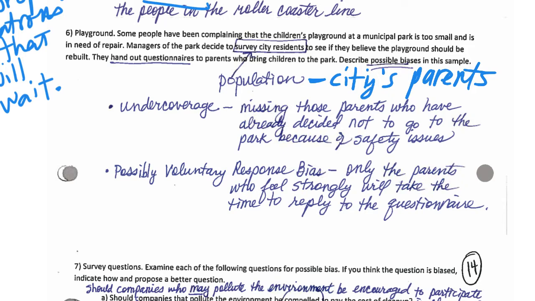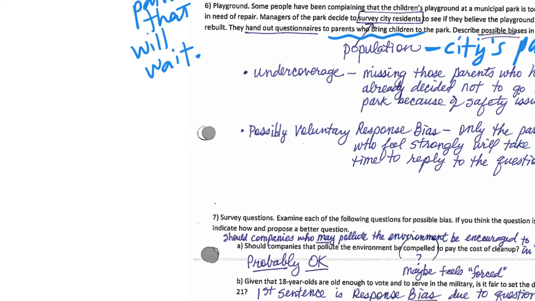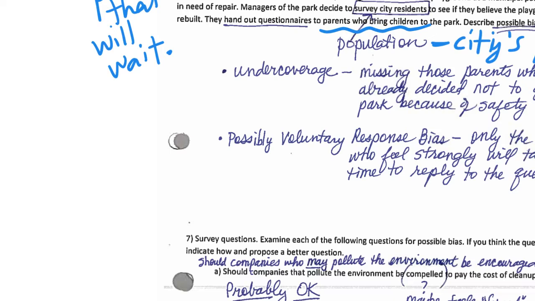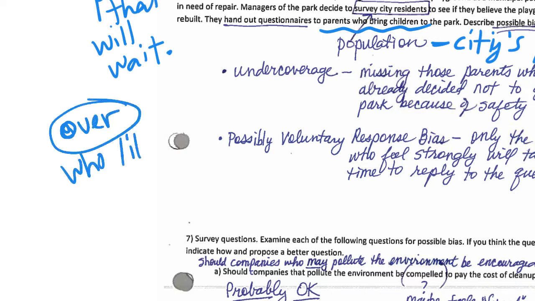Tell me about that. What's wrong with just asking the parents who bring their children to the park? Undercoverage, because those people, what is their opinion? They like the park. They're bringing their kids to the park. The people that don't like the park, what? Aren't there. So here's the question. Does this overestimate or underestimate the people who like the park? Overestimates the people who like the park.